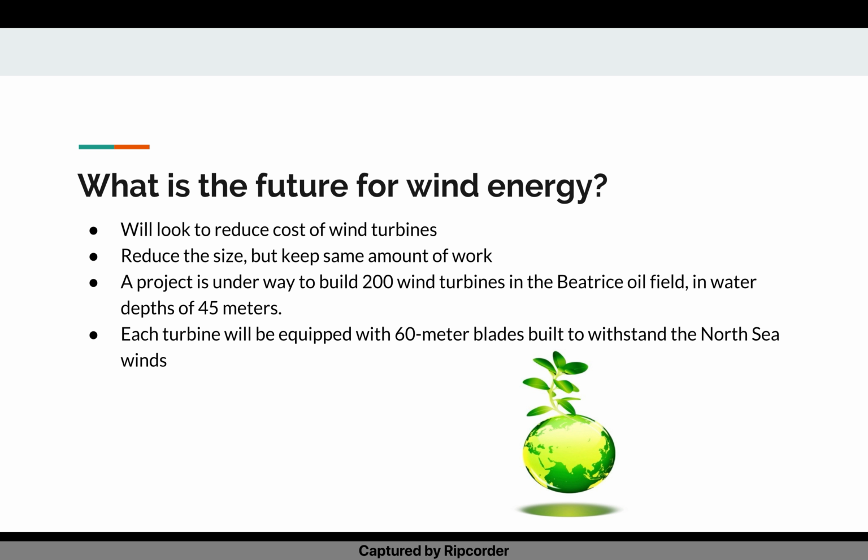So this is my project right here about wind energy, and this is what our future holds and what they're doing now. And so if you have any questions, feel free to contact me via email or anything.